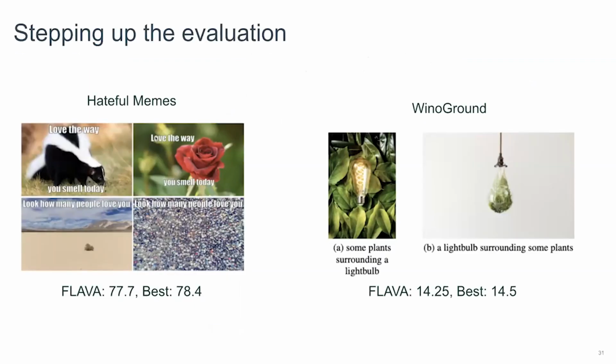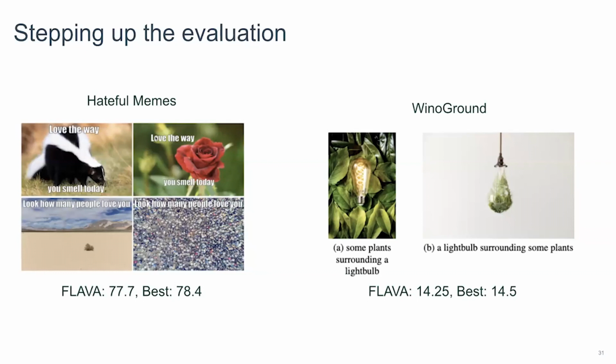So the first one is Hateful Memes, where you have an image and a hateful text, which might not be hateful in certain contexts, but might be hateful in other contexts. So the model has to tell whether this particular meme, or this image with text, is hateful or not. This is a very hard task.